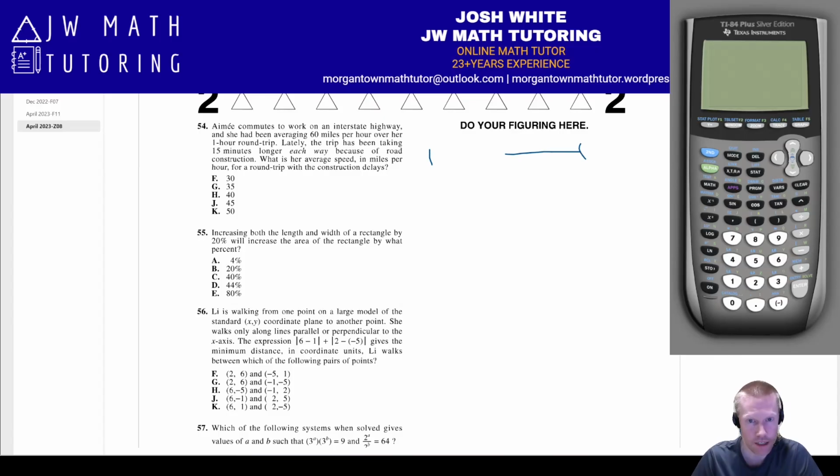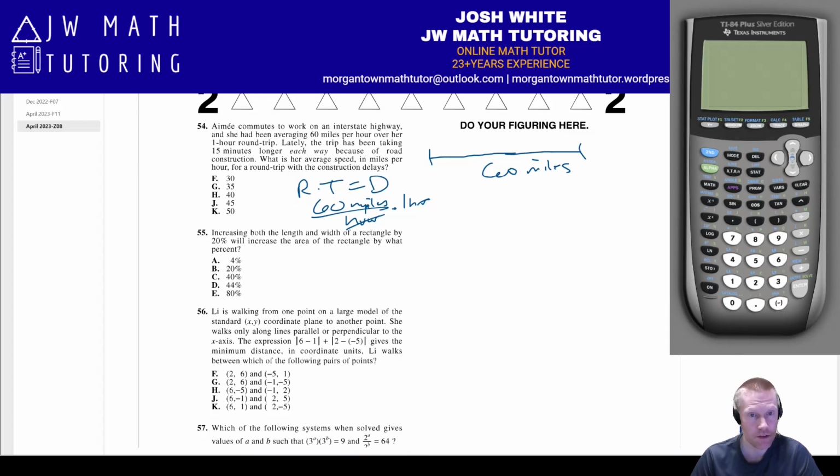60 miles per hour, and it takes 1 hour. That means the total distance is 60 miles, okay? Because rate times time equals distance. 60 miles per hour times 1 hour means our total distance is just 60 miles, okay? All right.